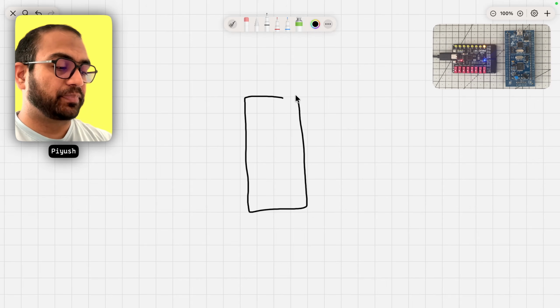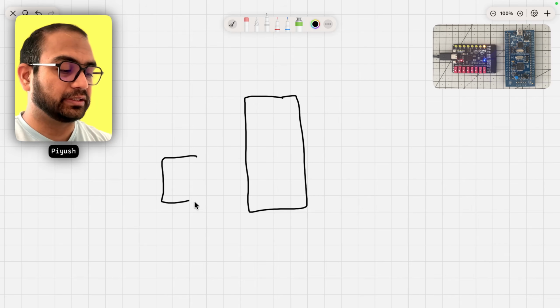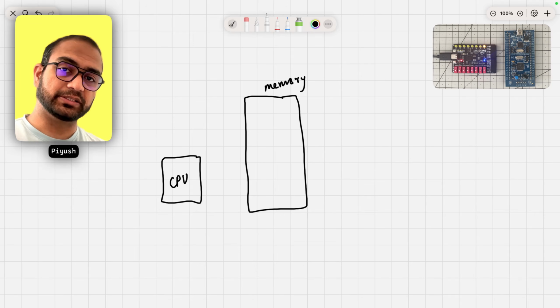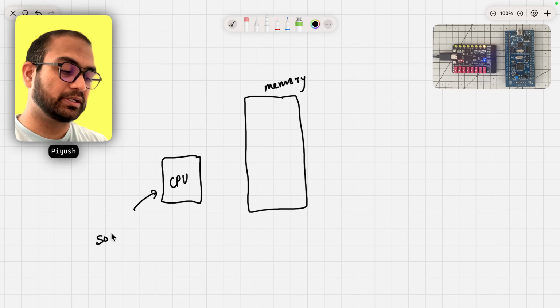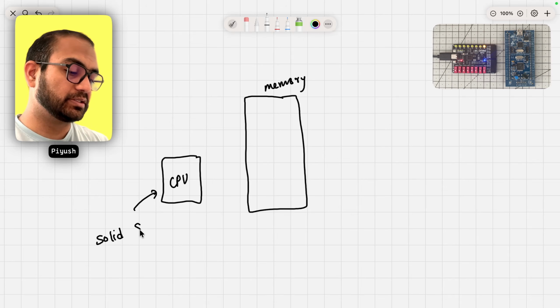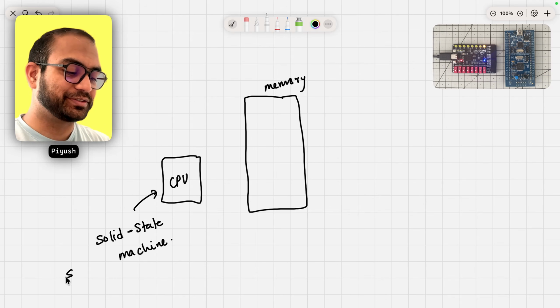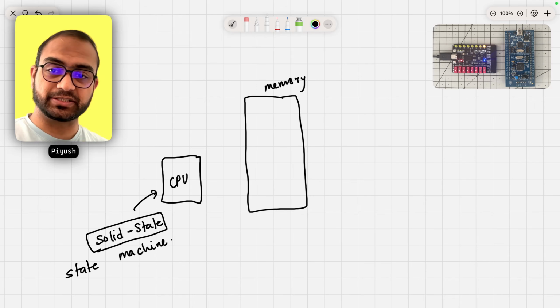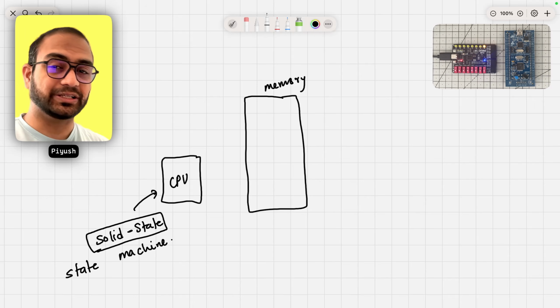So then what matters to us is the following. So we have the CPU, we have the memory. And what we know about the CPU is a CPU is a solid state machine. I'll explain what that means. The fact that there are no moving parts in terms of mechanical parts within the CPU, we call it solid state.